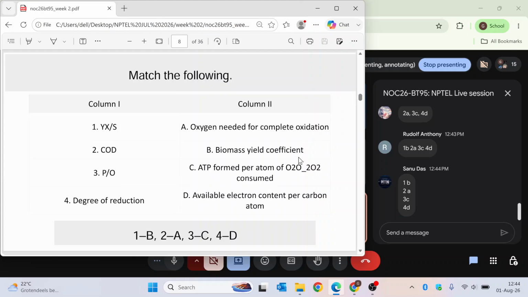Exactly. So COD, the chemical oxygen demand, or the biochemical oxygen demand, generally tells about how much oxygen is needed for complete oxidation. It gives us an estimate of the required oxygen that we have to be supplying to the system.